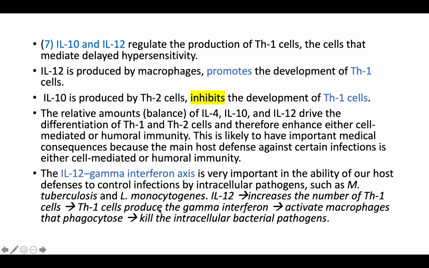Interleukin 10 and 12, they regulate. We said this one is anti-inflammatory and this one is pro-inflammatory. This regulates production of Th1 as well. And interleukin 12 and gamma interferon are very important to the ability of our host defenses to control true intracellular pathogens. So, for example, TB, listeria, and others.